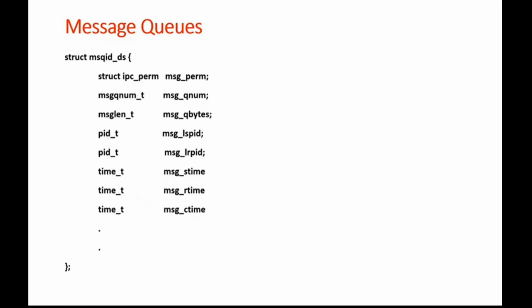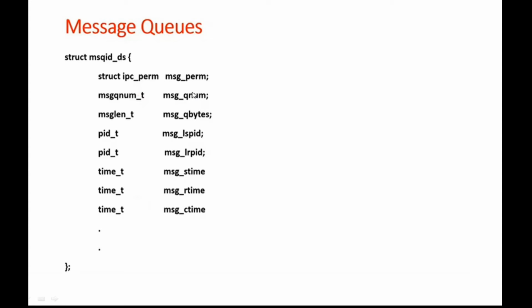Then the structure of the message queue. Each queue has the following msqid_ds structure, which is associated with each message queue. The first element will be the structure itself, that is ipc_perm, the IPC permission.